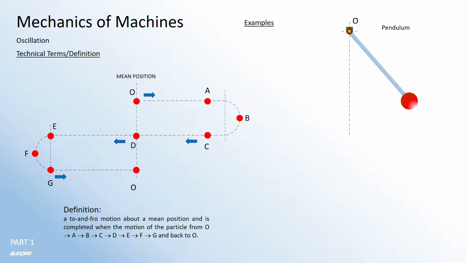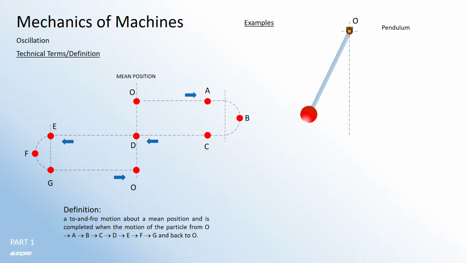Now an example of oscillation here is the pendulum mechanism. When you look at the pendulum, we have a bob, or a ball, and a rod which is attached to point O. When you let it go, it will start to swing about the center line, which is known as the mean position. The red ball, or bob, is oscillating towards the left and then back to the mean position, towards the right and back to the mean position. This is considered an oscillatory motion.